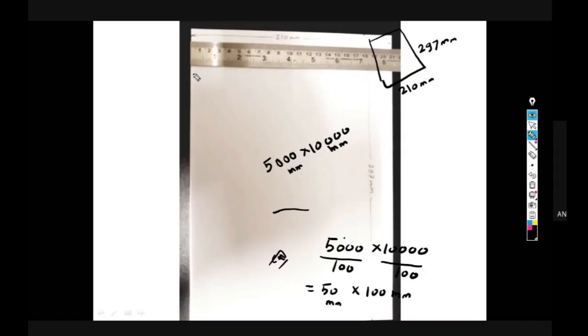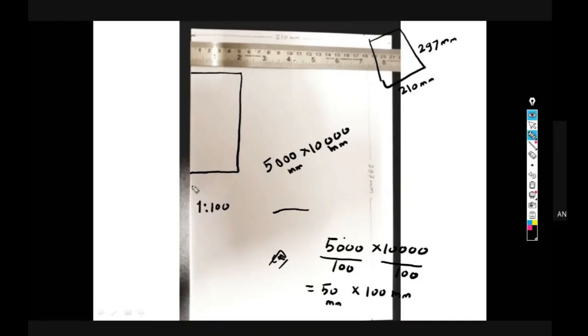So I will draw a line of 50 mm because I want 50 mm on the paper. Then 100 mm is this much, till this. Let's say I don't have the scale with me, but let's say this is my 100 mm. Now this is my plot size on the paper. And what will I write here? I will write 1:100 below this.